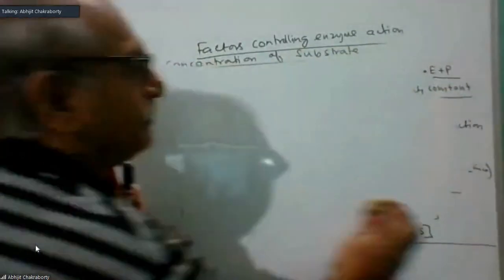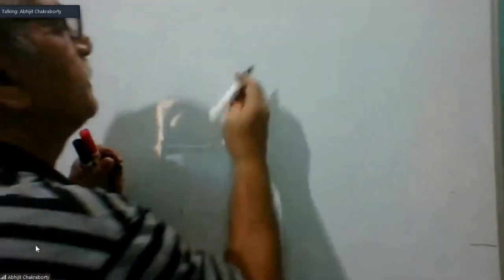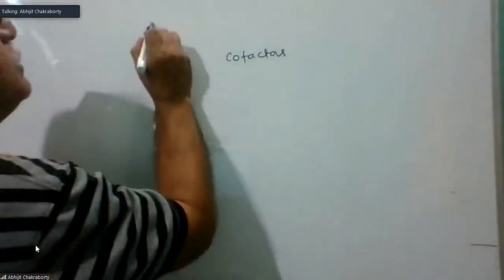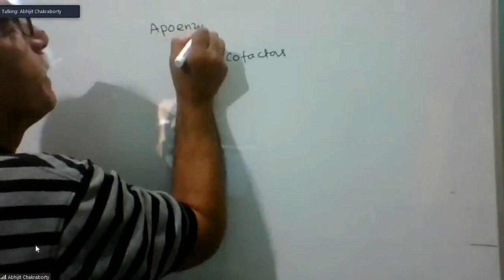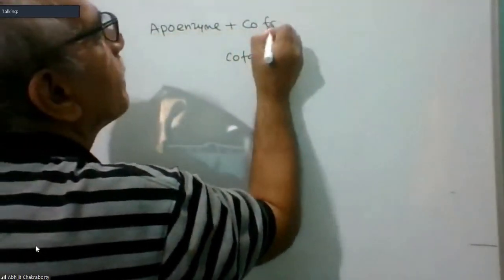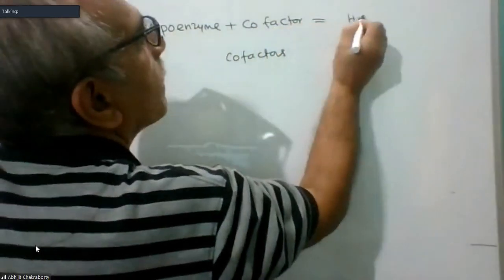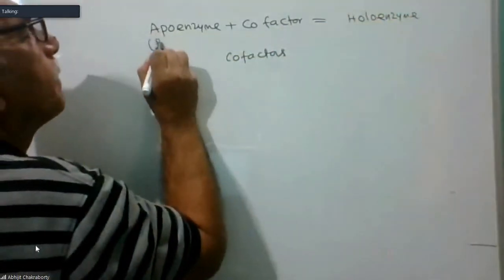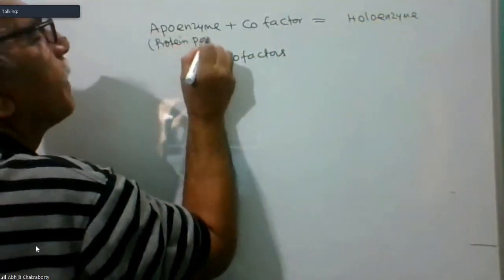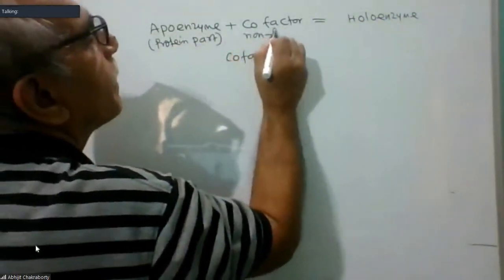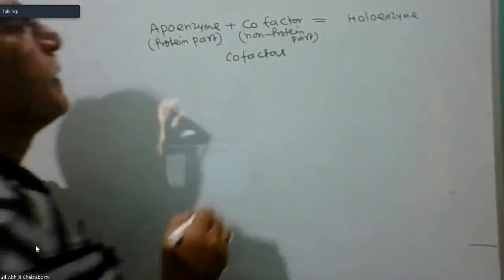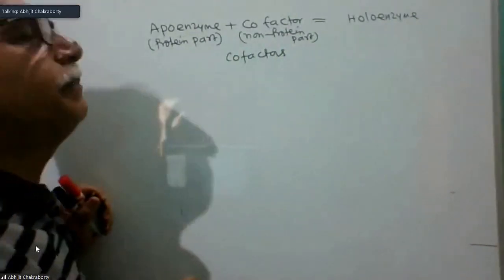Then comes to the cofactors. Segregate between coenzyme. So cofactors are the non-protein parts of the whole enzyme.